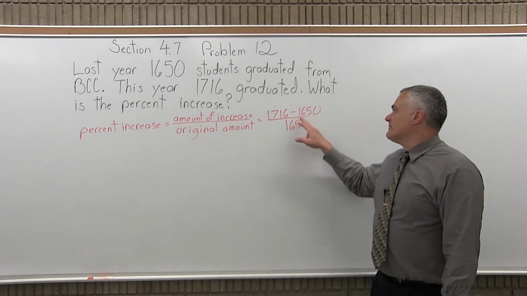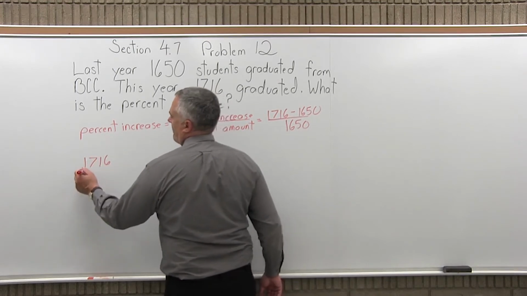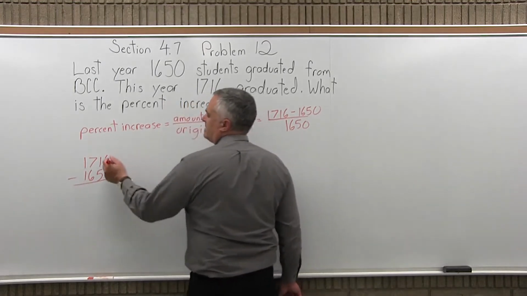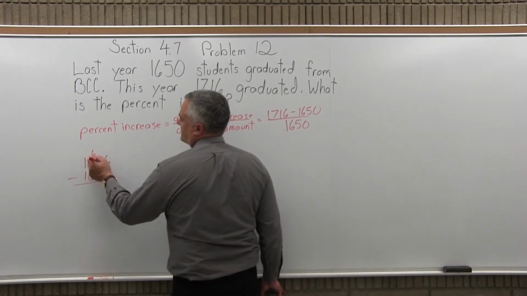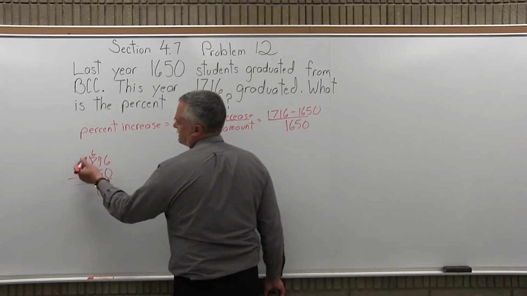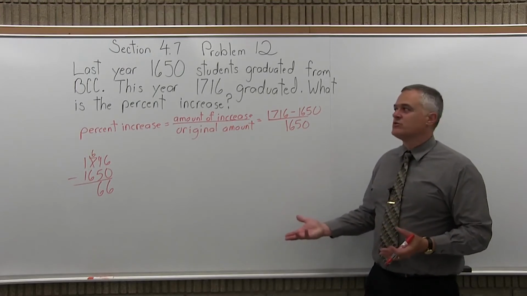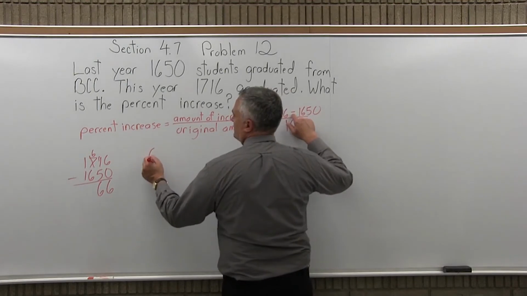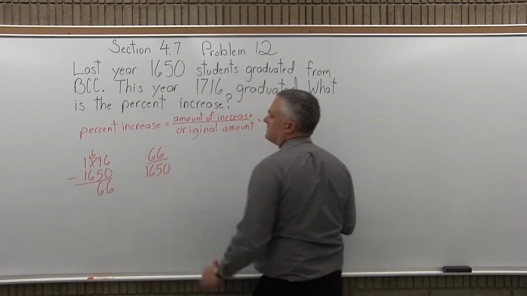So for the numerator, 1716 minus 1650, let's write it out like that. 6 minus 0 is 6. 1 minus 5 is not going to work, so I have to borrow from the 7, make it a 6, make the 1 an 11. 11 minus 5 is 6. Then I have 6 minus 6 is 0, 1 minus 1 is 0. It's 66. The amount of the increase is 66. 66 more students graduated from one year to the next. So my amount of increase is 66 over the original amount is 1650.